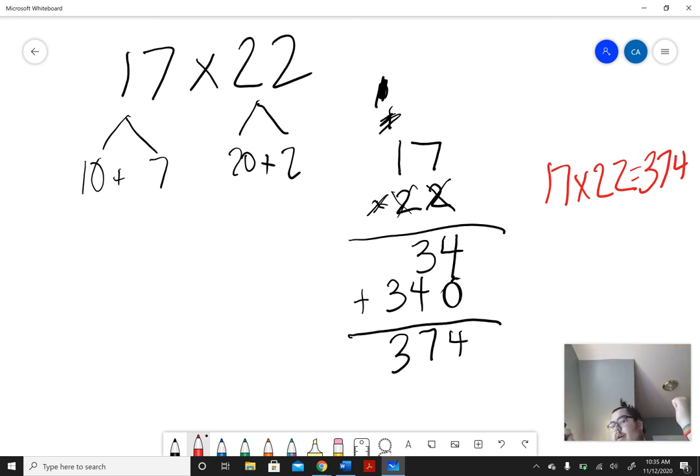Hey Google, what is 17 times 22? The answer is 374.